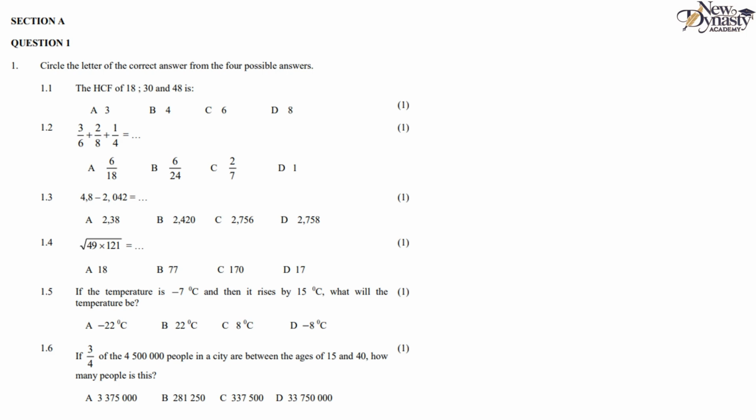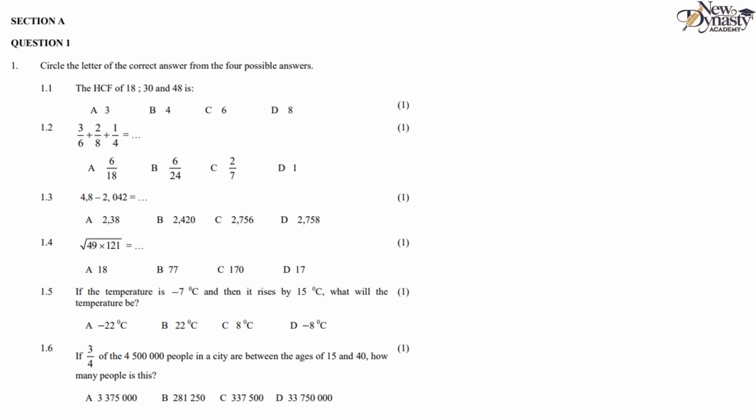The first question says find the HCF of 18, 30, and 48. HCF stands for the highest common factor, but we do have a problem where learners fail to list the factors of a number, and sometimes learners confuse how to get the LCM and how to get the HCF. But here we're doing the highest common factor, so let us go on and do it.